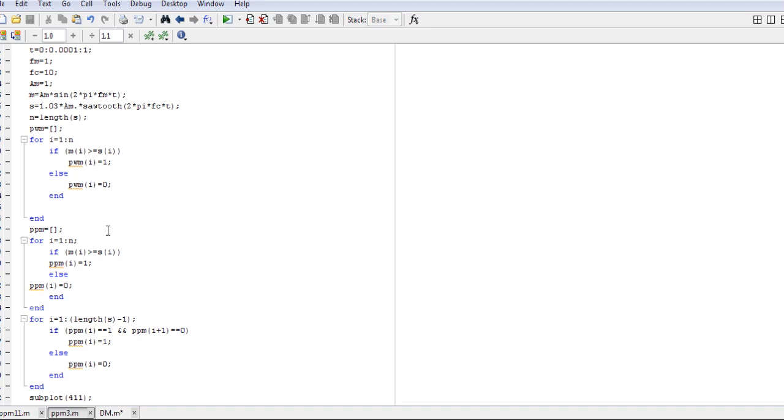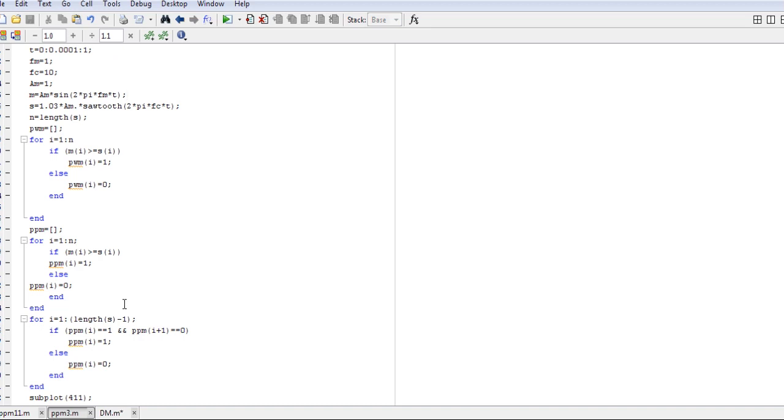Next we are going to generate a PPM. We are just going to rename the PWM as PPM. The same loop we are going to take, where i is from 1 to n. If m is greater than s, then PPM will be 1, else it is 0. Now we are going to compare the PPM when it is high and its next consecutive value is 0.